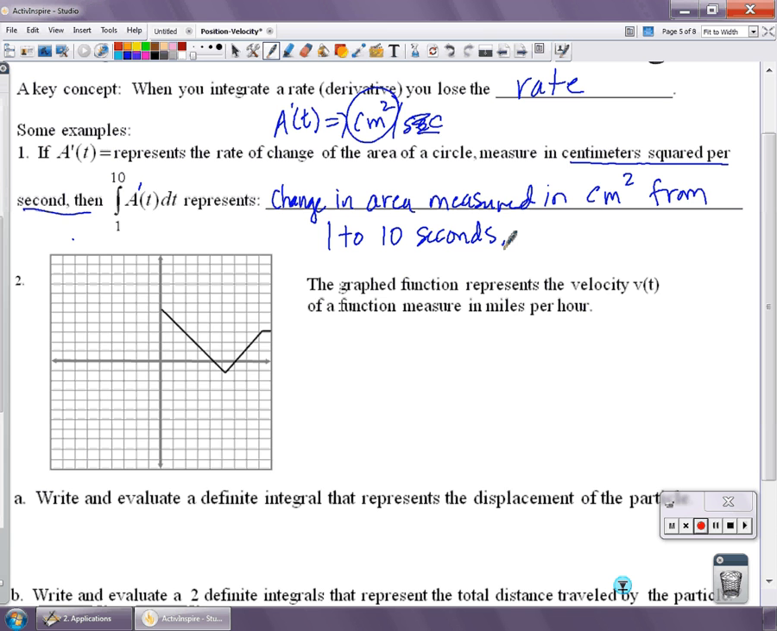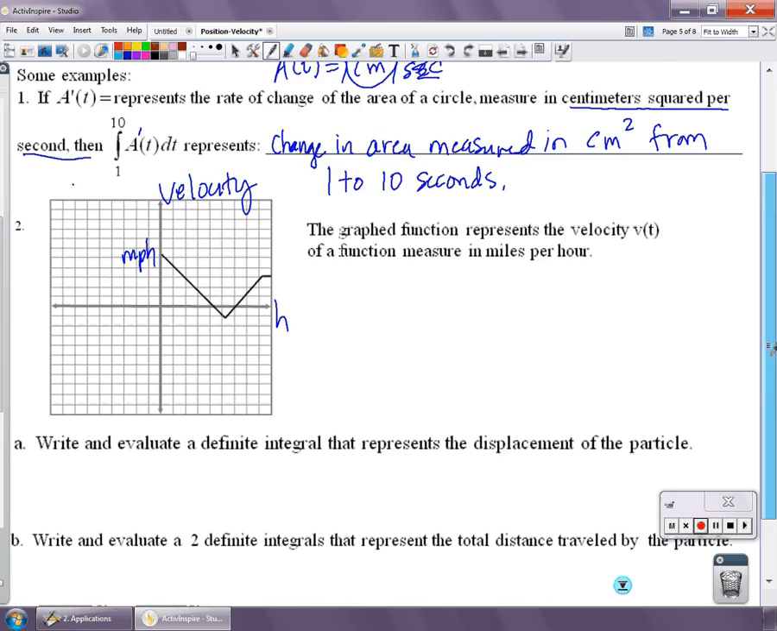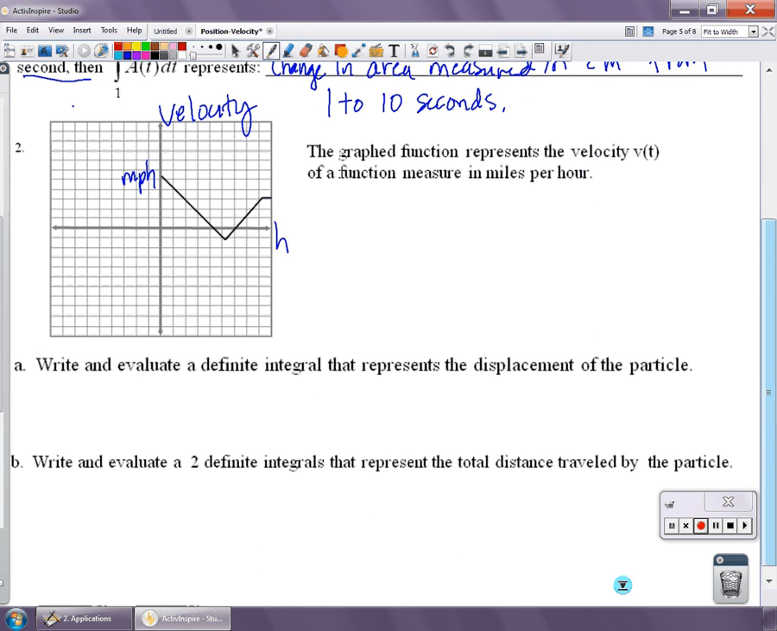Number 2, the graphed function represents velocity. Always write it on your graph so you can see what's going on. Of a function measured in miles per hour. So this is miles per hour, therefore the time is in hours. Write and evaluate a definite integral that represents the displacement. Key word. Always look for those key words. The displacement of the particle.